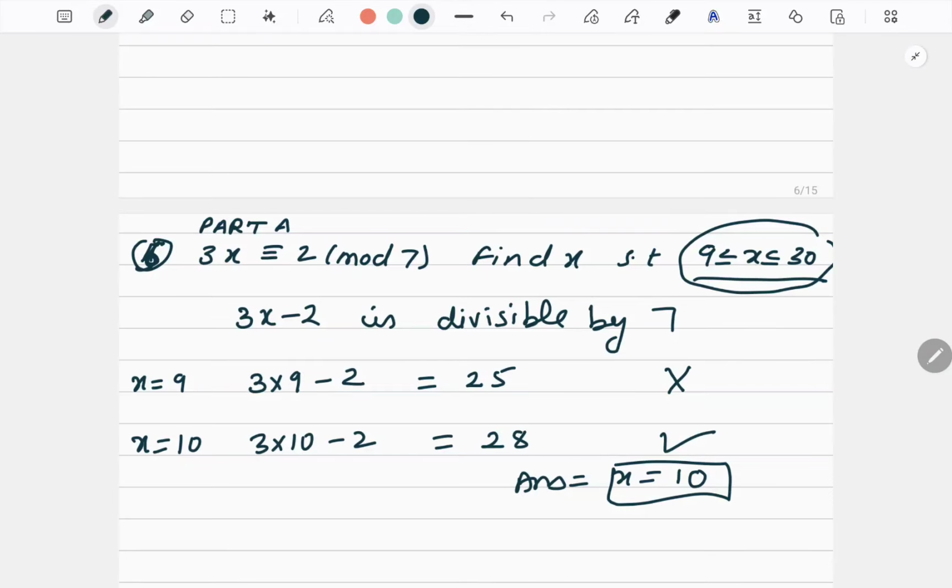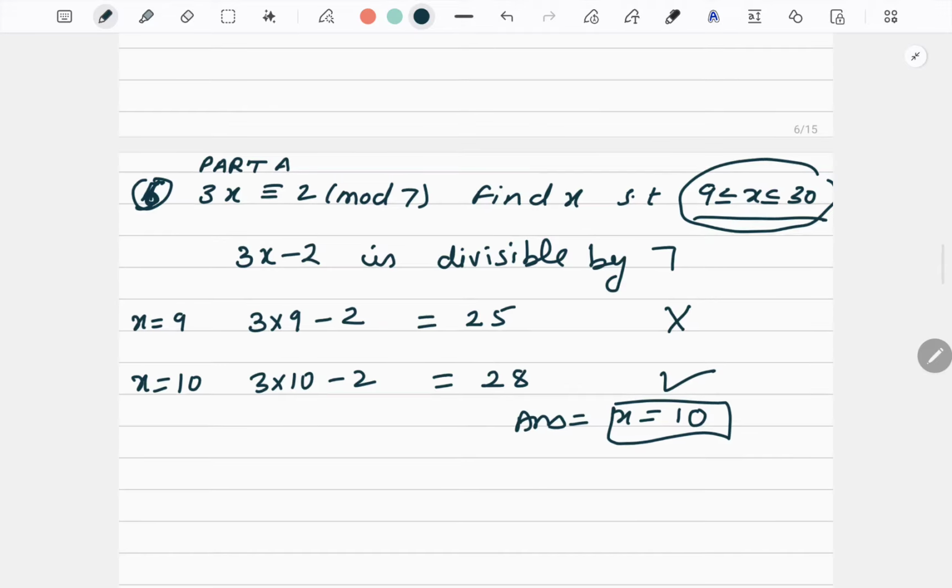Now I'll explain you one simple concept here. Your question is done. Okay. But suppose if this range is not given, how you should start? You should start with 0. So if I put 0, it is going negative, no need. If I put x is equal to 1. So 3 ones are 3 minus 2, 1. 1 is not divisible by 7, gone. 3 twos are 6. 6 minus 2, no. 3 threes are 9. 9 minus 2 is 7. So x is equal to 3 is also answer. And actually in congruence, the smallest number is considered as an answer.